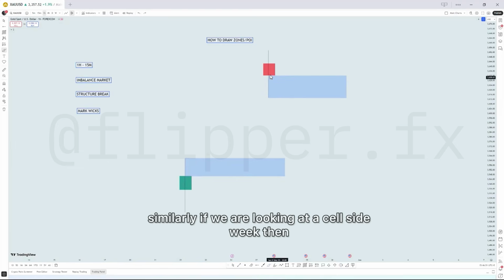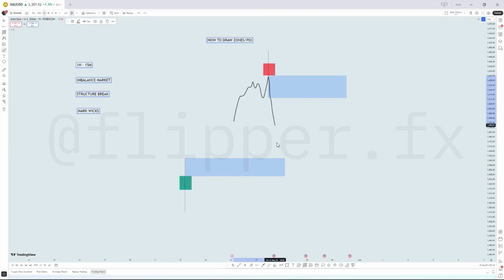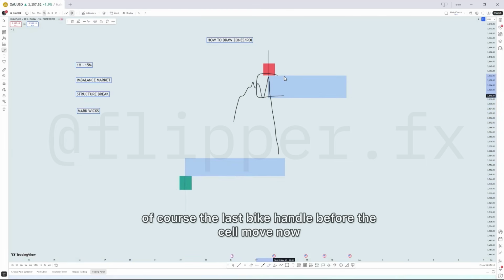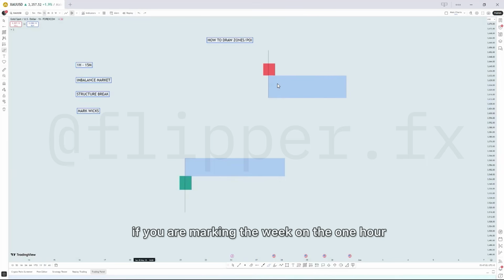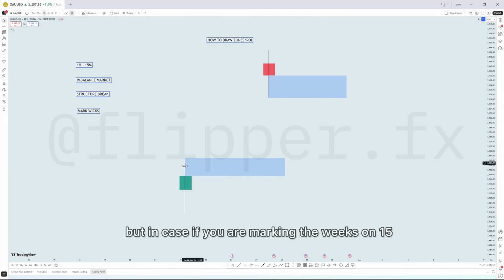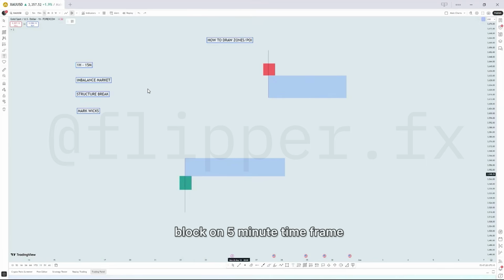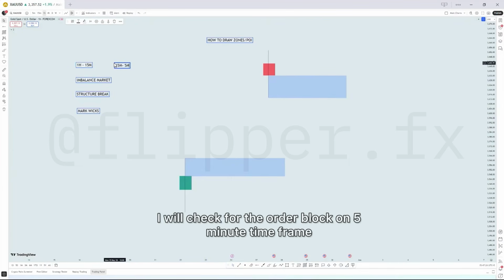Similarly, if we are looking at a sell side wick, then what do we need inside 15 minutes? Of course, the last buy candle before the sell move. Now, if you are marking the wick on the 1 hour time frame, you have to look for the order block on 15 minutes. But in case you are marking the wicks on 15 minutes, then you need to look for the order block on the 5-minute time frame. Suppose I mark the wick on 15 minutes, I will check for the order block on the 5-minute time frame.